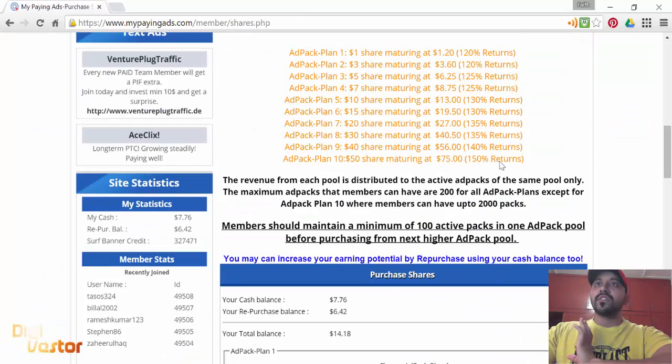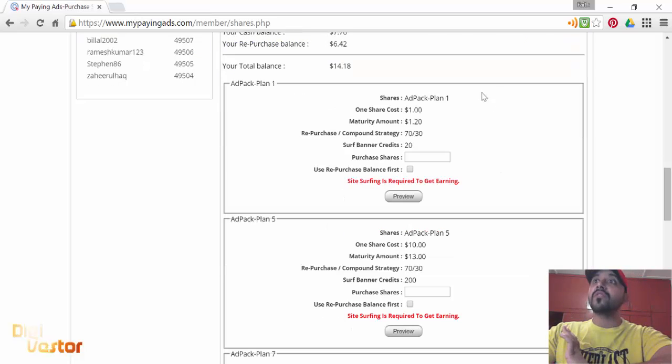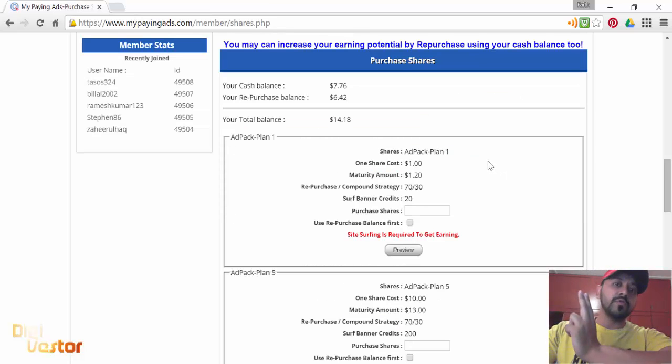Here's another thing you'll notice on the page for buying shares. Every time you max out on a pack, you will not find that ad pack level mentioned. I just need two more shares to reach 200 on ad pack level 1, so I'm going to enter 2. You see ad pack plan 1 here, right? You're not going to see this after I buy my 2 shares, okay?